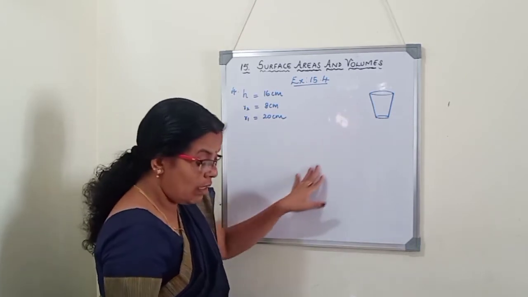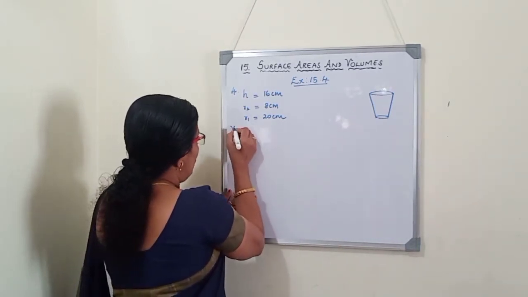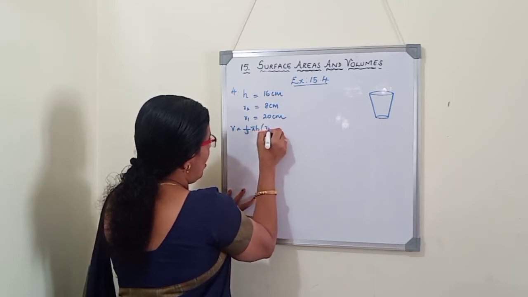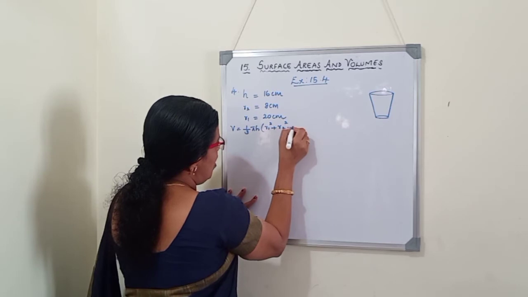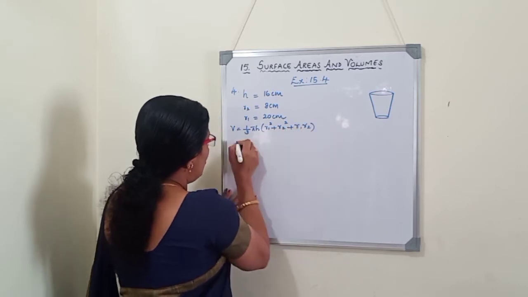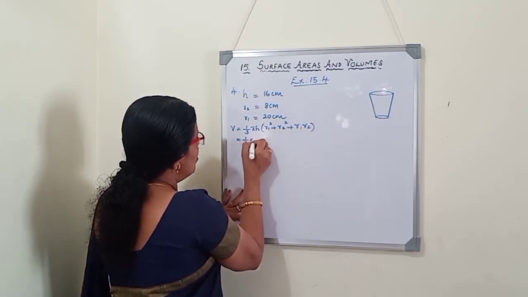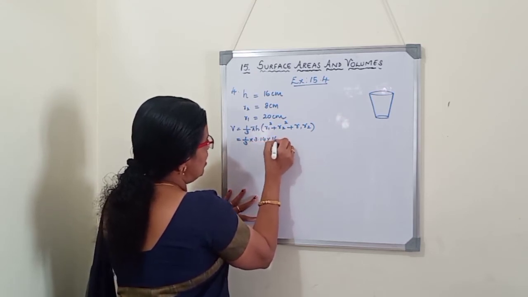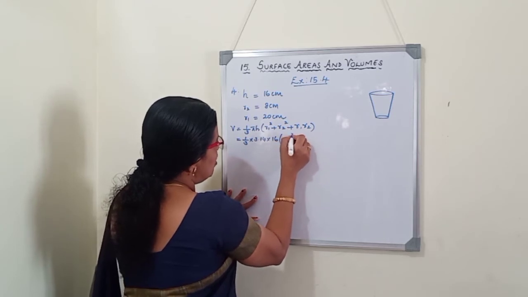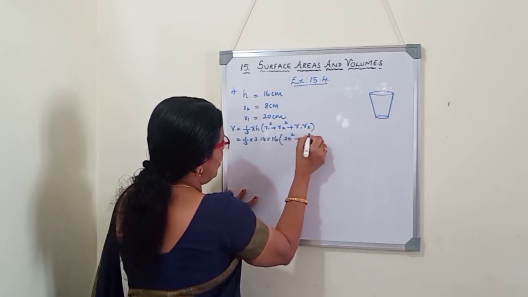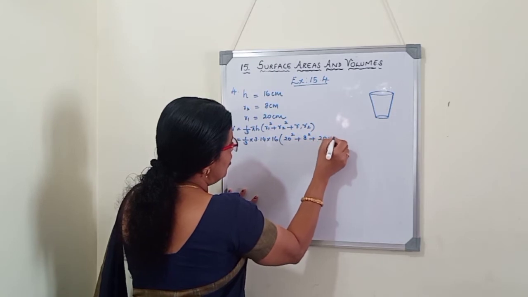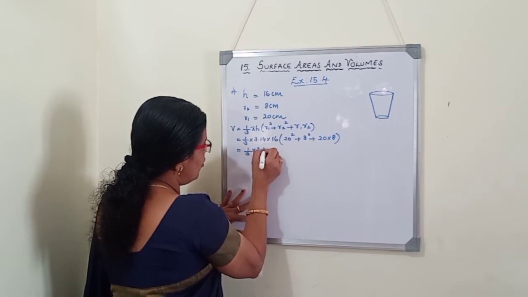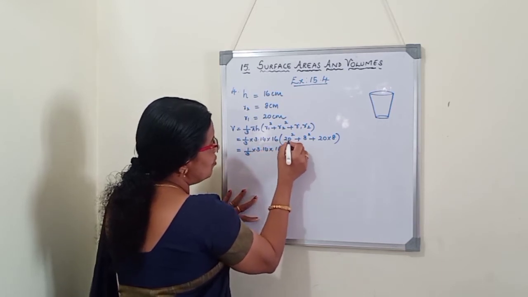So first we will find the volume of the container. Volume equals 1 by 3 pi h into R1 square plus R2 square plus R1 R2. So 1 by 3 into pi, we have to use 3.14. Height of the frustum is 16. R1 is 20, so 20 square, R2 square is 8 square, R1 into R2 is 20 into 8. So 1 by 3 into 3.14 into 16 into 20 square.